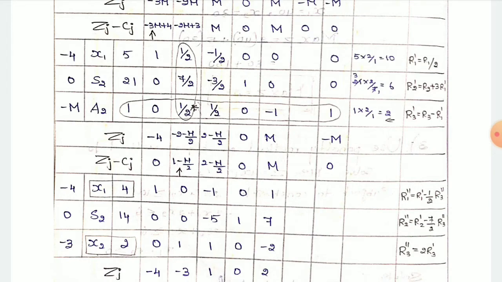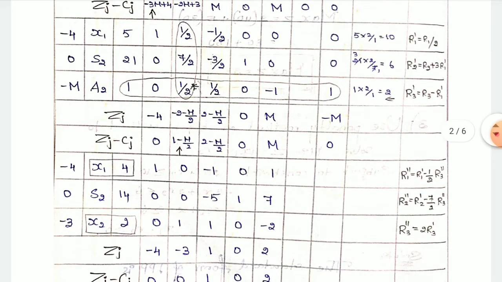Now we have to calculate the ZJ value. ZJ is the CB column multiplied into each column. So minus 4 into 1, minus m into 0, so simply minus 4. The next will be minus 4 by 2, so minus 2, minus m by 2, so minus 2 minus m by 2. The next thing is minus 4 into minus 1 by 2, which simply means plus 2, minus m by 2, so 2 minus m by 2. Next is 0. The next thing is minus m into minus 1, which is plus m. The last one is also minus m.